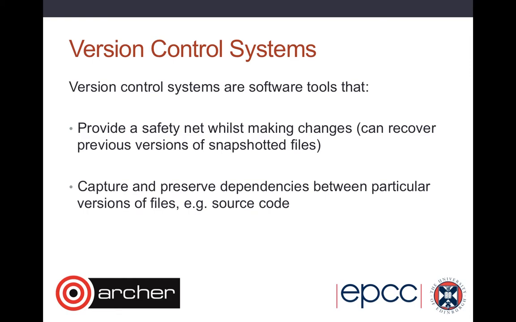Now these snapshots, the particular feature that you can record a snapshot of a set of files and not just of one single file in isolation, means that you can essentially freeze in time a snapshot of the dependencies between particular versions of files. For example, with the source code that I mentioned, if you take a snapshot of the code that works, you are essentially taking a snapshot of all the files in the code base that interoperate, that work together at that point in time.